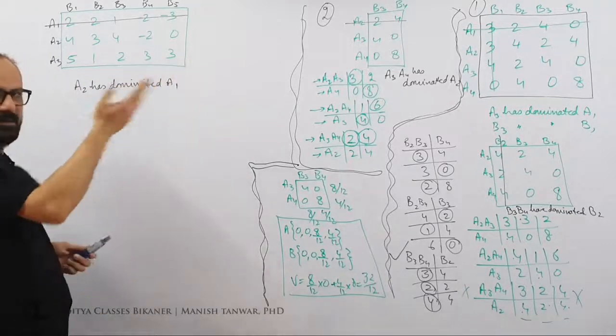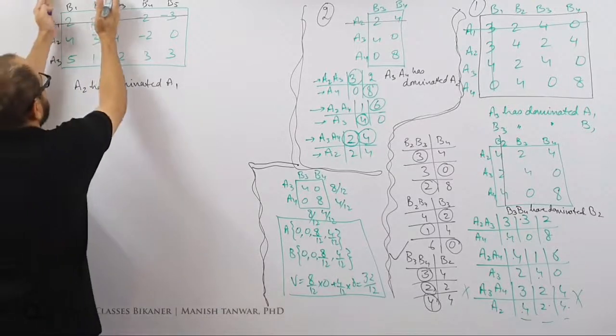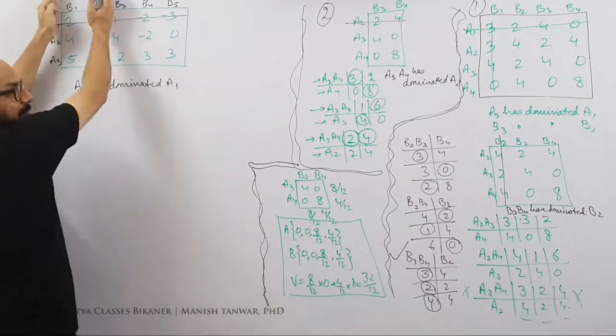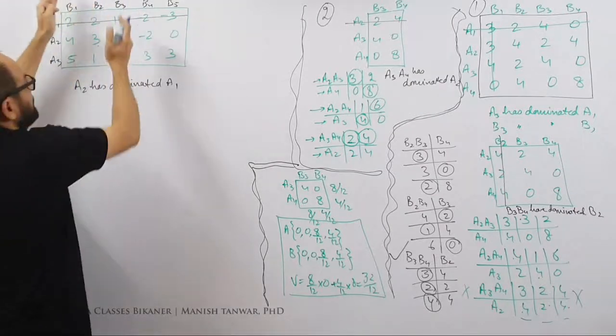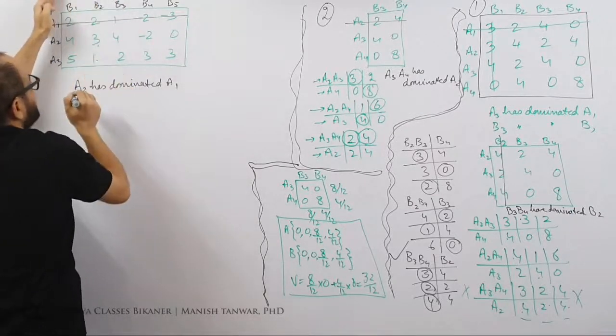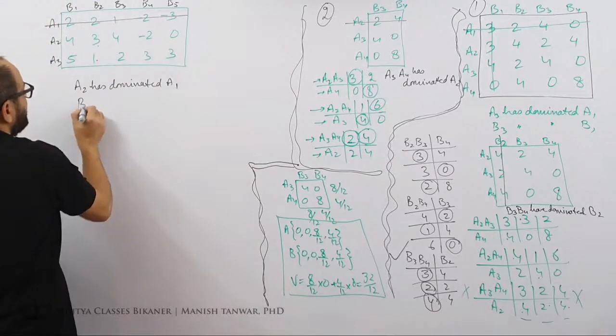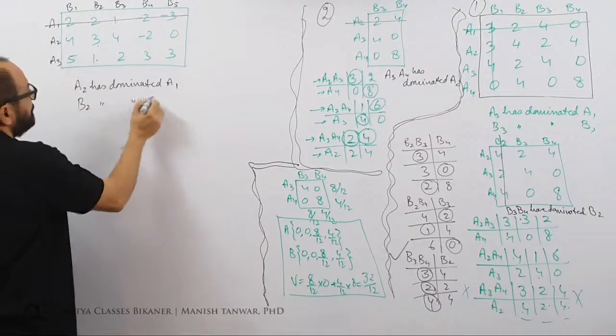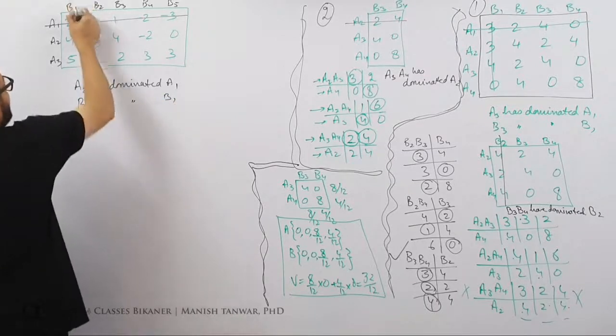Okay, let us compare columns. If I compare B1 against B2, in 4, 3, which is better? 3 is better. In column comparison, smaller is better. 5, 1, 1 is better. So what can I say? B2 is always better as compared to B1. So I can say B2 has dominated B1.